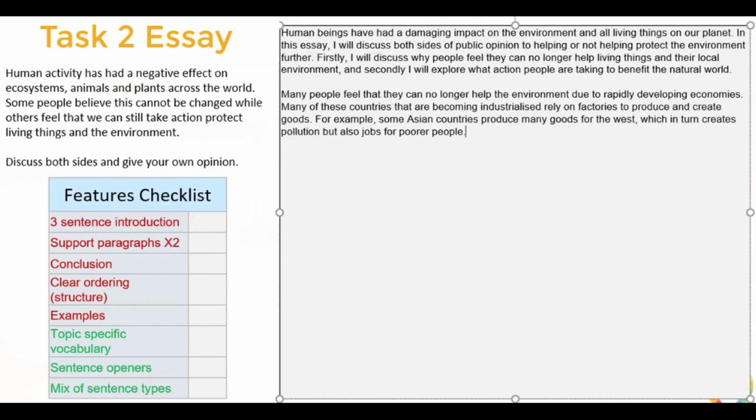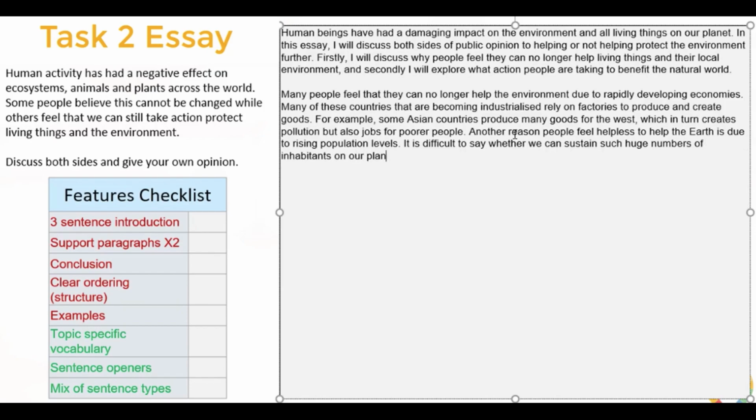Let's move on to my second point, which is about world populations. Let's begin with another reason people feel helpless to help the Earth is due to rising population levels. And now I want a support sentence. So let's say it is difficult to say whether we can sustain such huge numbers of inhabitants on our planet.